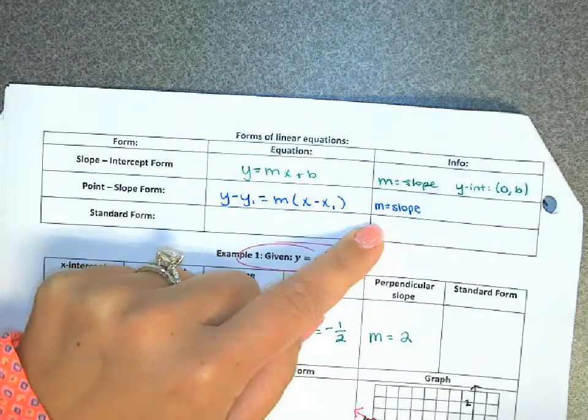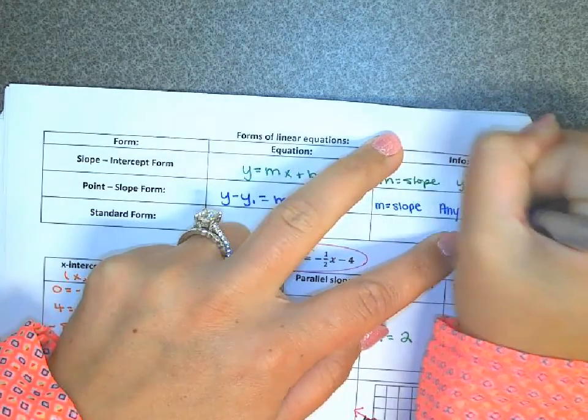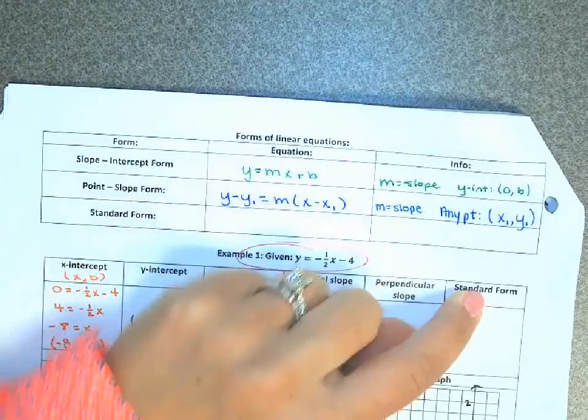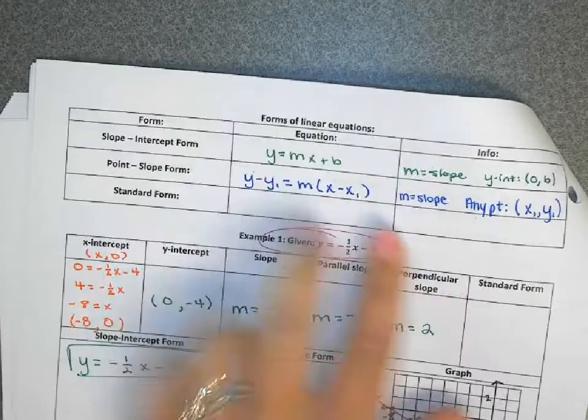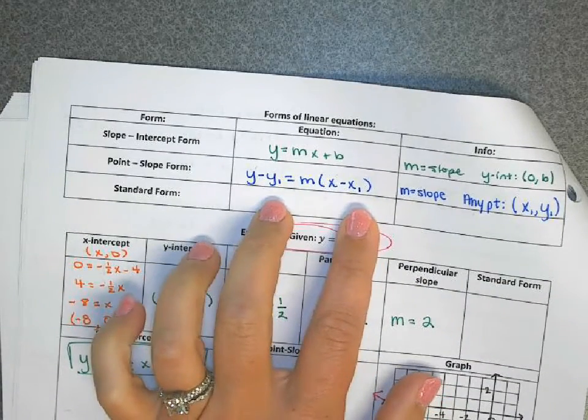Now, the x1 and the y1 come from any point. Any point on your graph you can use is x1, y1. But the way they show up in the point is going to be opposite from how they show up in the equation because of those subtraction signs.